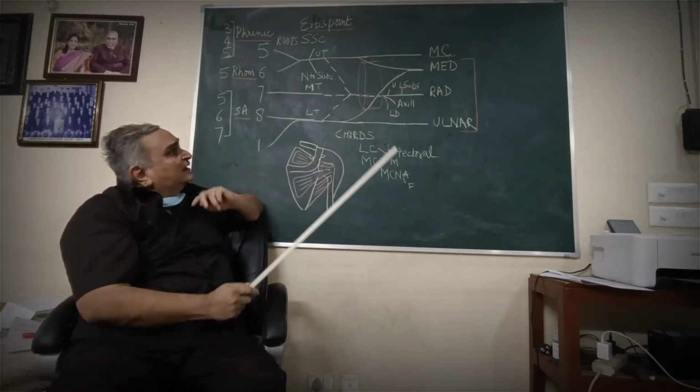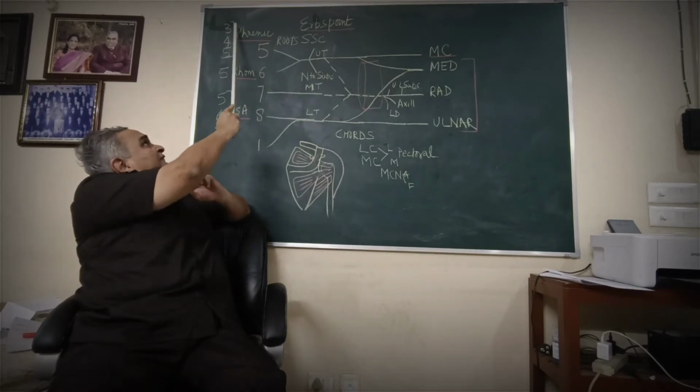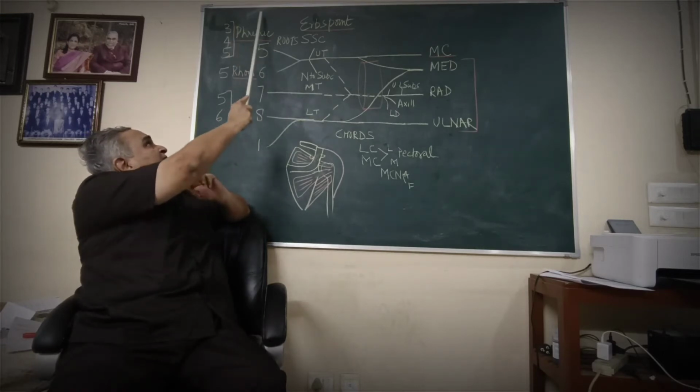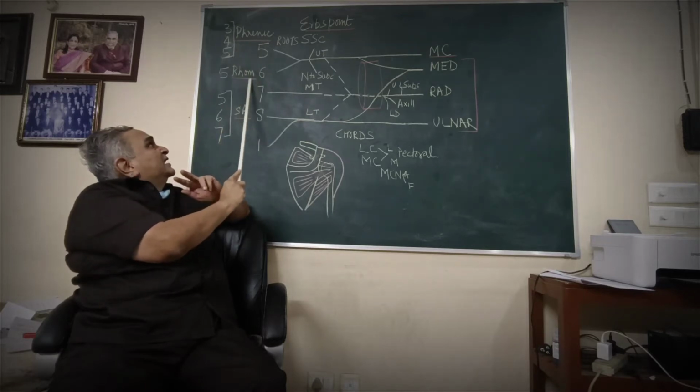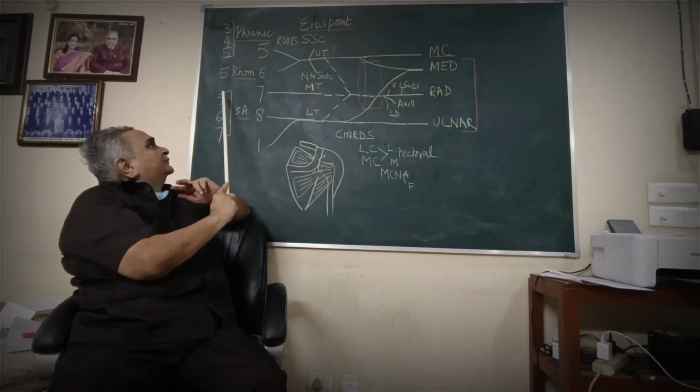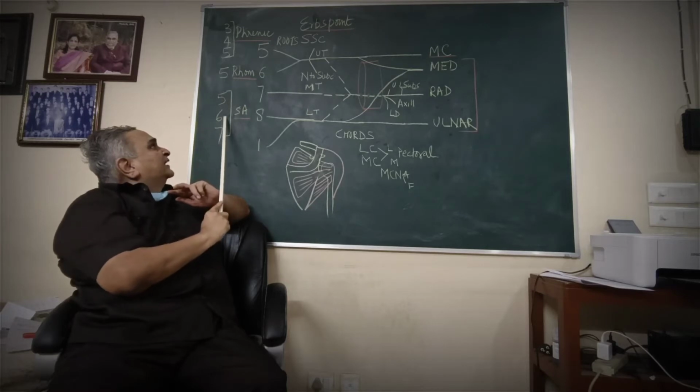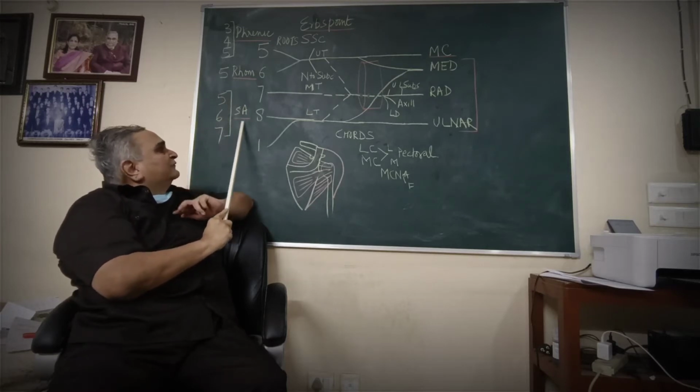Now what are the branches? 3, 4, 5 roots, branches from the roots. 3, 4, 5 phrenic, 5 nerve to rhomboids or dorsal scapular, 5, 6, 7 nerve to serratus anterior.